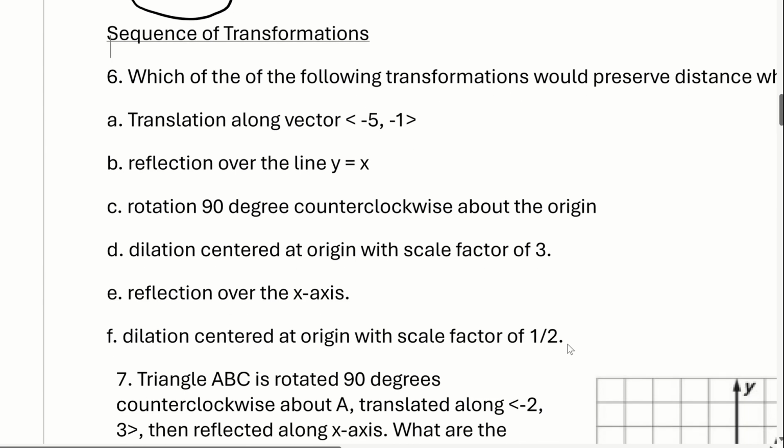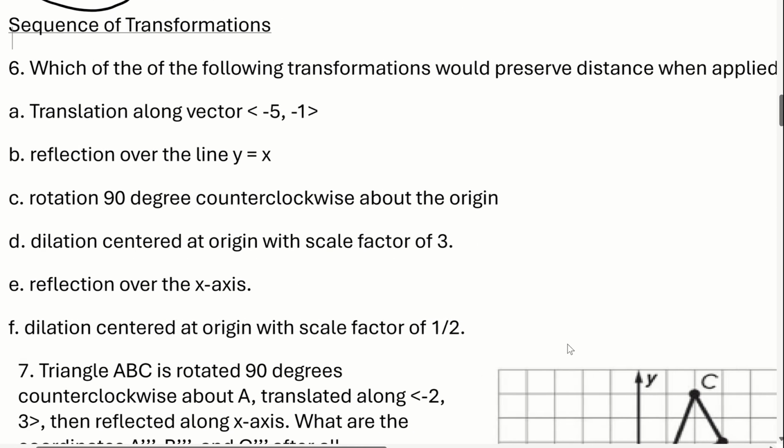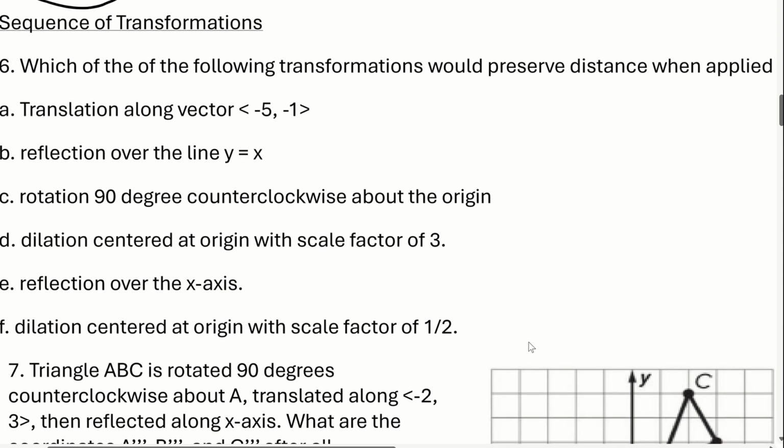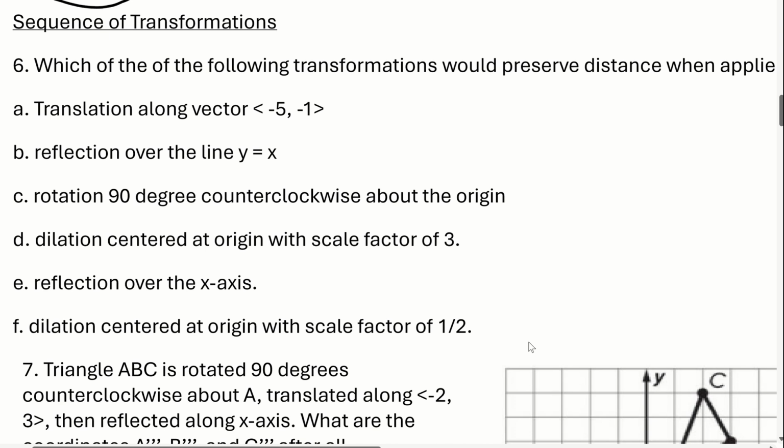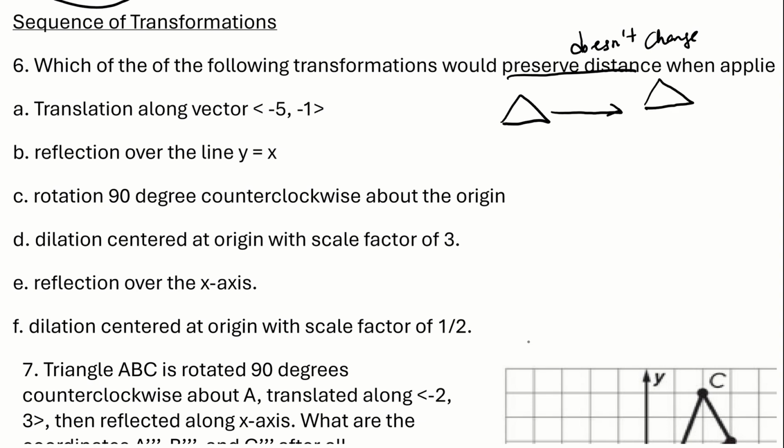All right, so let's look at sequence of transformations. So now we're going to have multiple transformations. Which of the following transformations would preserve distance when applied to the pre-image? Preserve distance means the distance doesn't change. So if I take a triangle and I move it from one place to another, that is not going to change the distance. It's going to preserve the distance. So therefore, translation preserves distance.